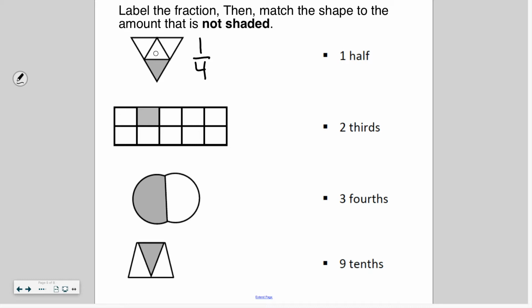I want to match it to the amount that is not shaded. Well, let's see. I see 1, 2, 3 that are not shaded. So 3 out of 4, 3/4. Oh, 3/4 is right here. So I'm going to match this. 3/4 are not shaded. So let's do this one together.